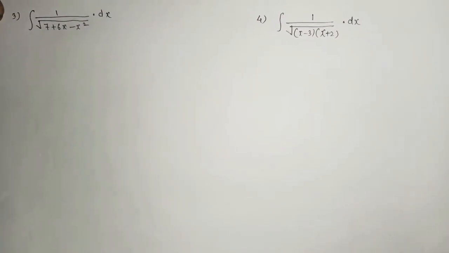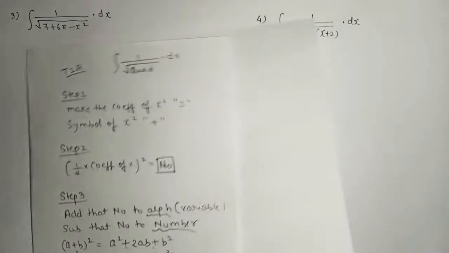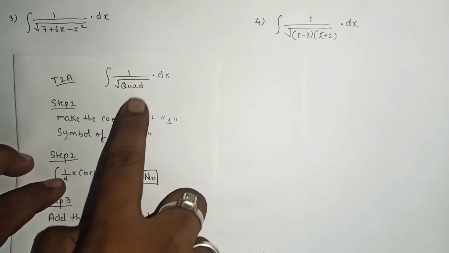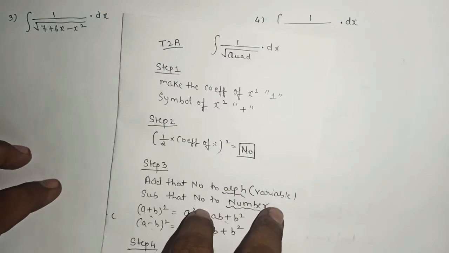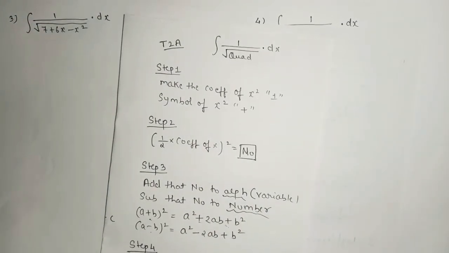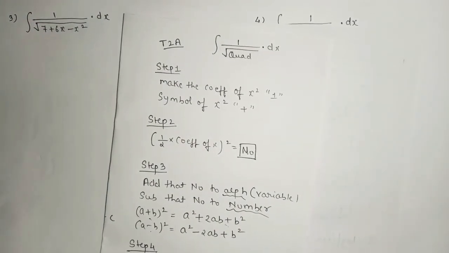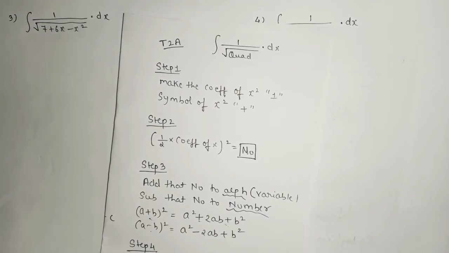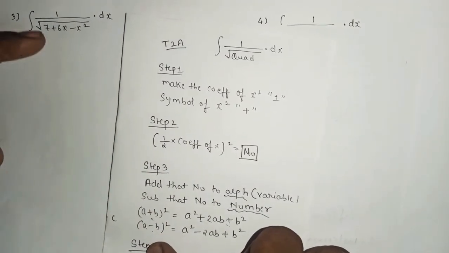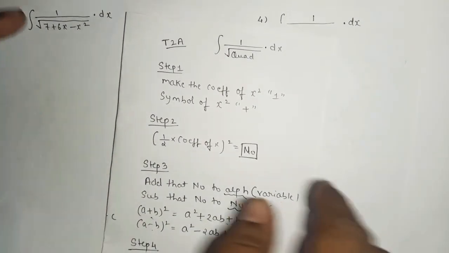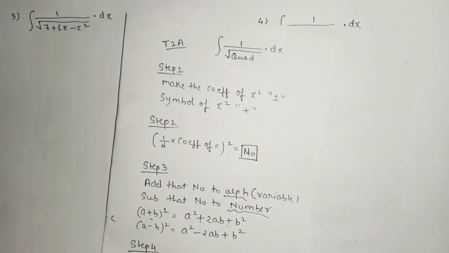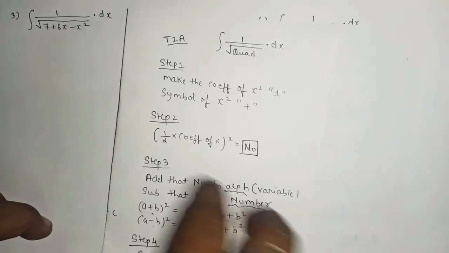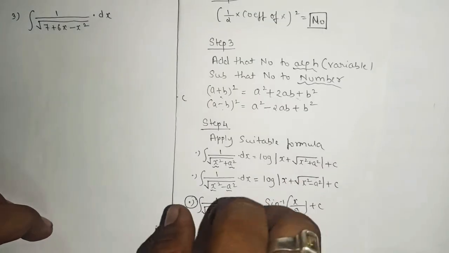As in the last lecture, we took two examples based on the type number 2a, which was in the form of integral 1 upon quadratic. One example was when the coefficient of x square was already 1, and the second was when the coefficient of x square was not 1. So we'll take one more example where we'll see what happens if the symbol of x square is negative. How to present and solve the sum, and how to apply the suitable formula.